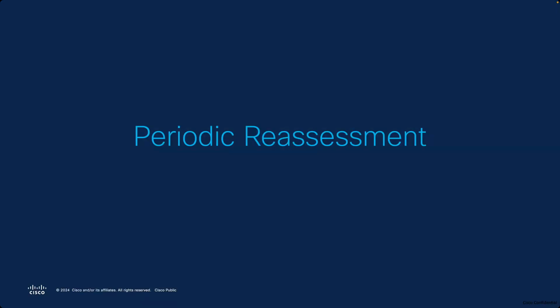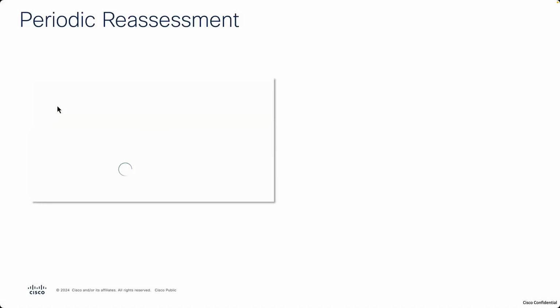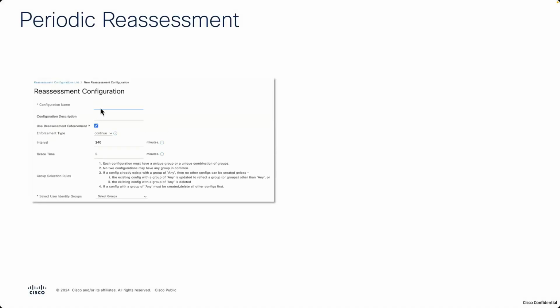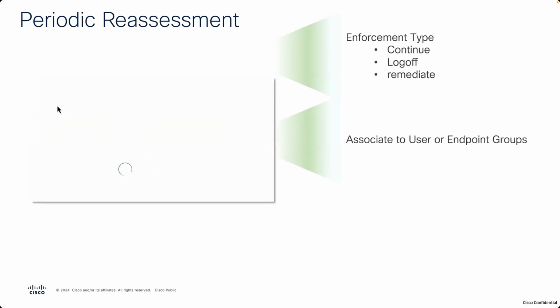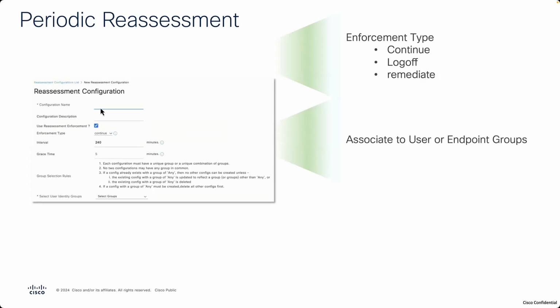Now let's come down to the periodic reassessment. Periodic reassessment, the name itself implies that we want to periodically reassess the posture of an endpoint again and again. So you have three options at the reassessment level, the enforcement level. You can basically have a continue, log off, or a remediate.